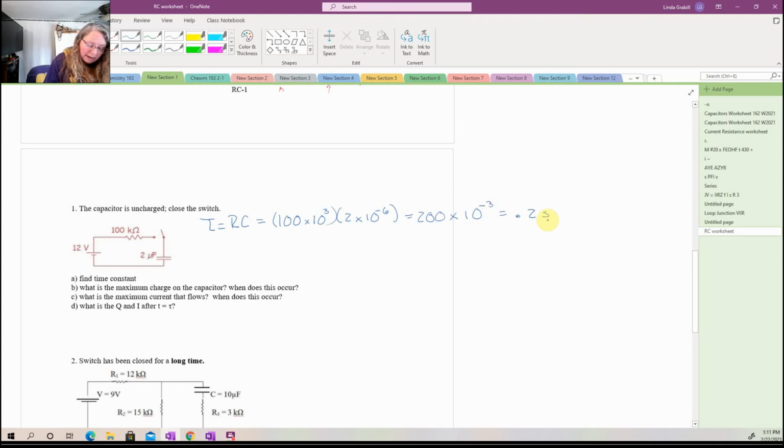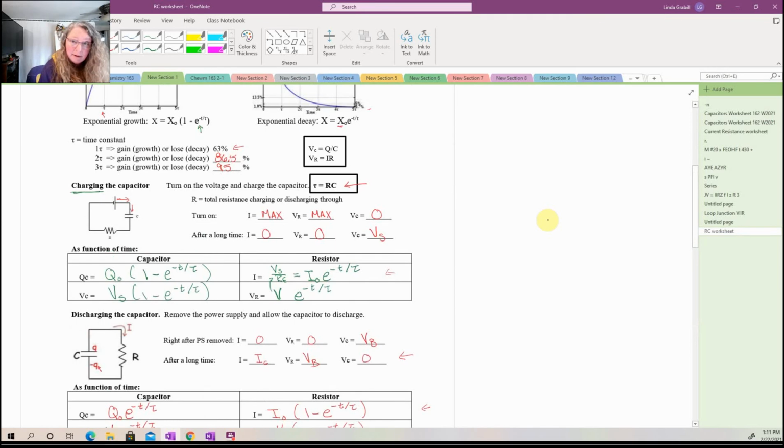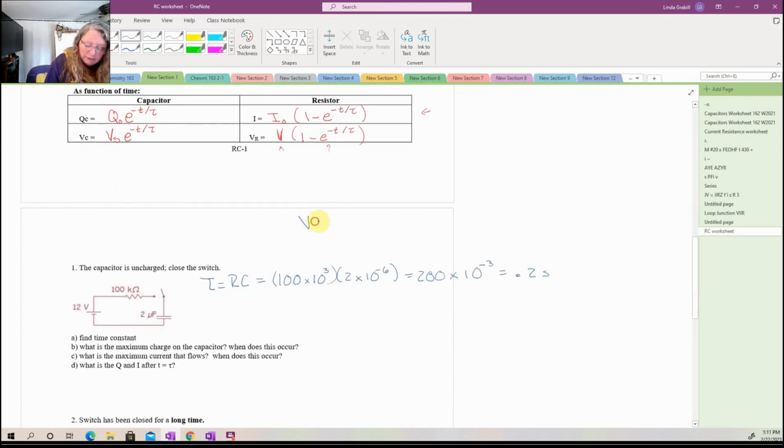The maximum charge on the capacitor, well, that's nice because that hasn't changed. So remember we have our potential V equals the amount of charge a capacitor can hold divided by the capacitance. So let's just write that so we remember: V equals Q divided by C. So the maximum charge on the capacitor is just going to be V times C equals Q. Our voltage source is 12 volts. Our capacitance is 2 times 10 to the negative 6. So I'm going to end up with 24 microcoulombs.